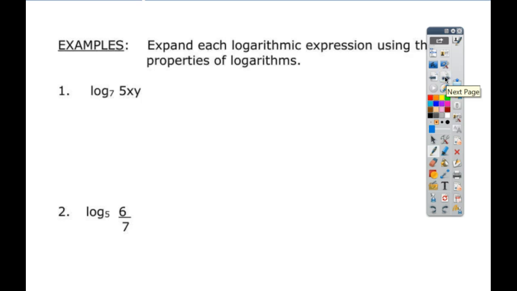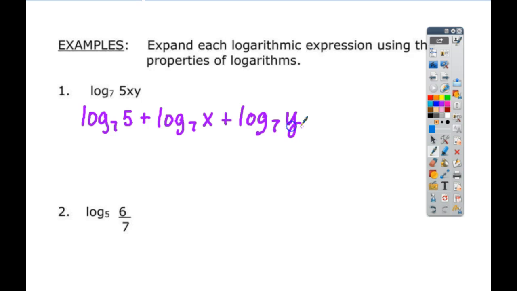So, first of all, I want you to look at this right here. I have three things. I have a 5, I have an X, and I have a Y. So when I'm done, I have to have 3 logs. So 3 things, 3 logs. Okay? So what am I doing here? Multiplying. When we multiply exponents, what do we do? Add. So watch. I'm going to have log base 7 of 5 plus log base 7 of x plus log base 7 of y. That's the answer.